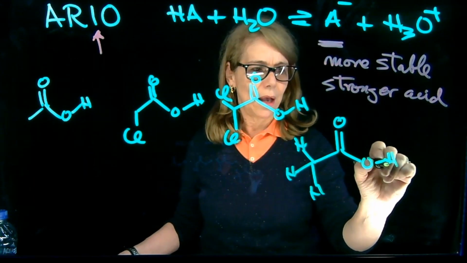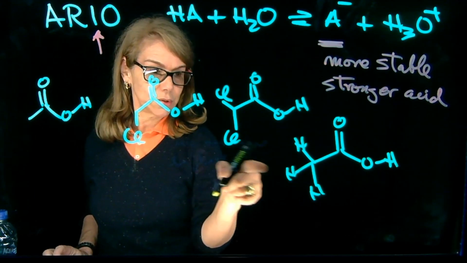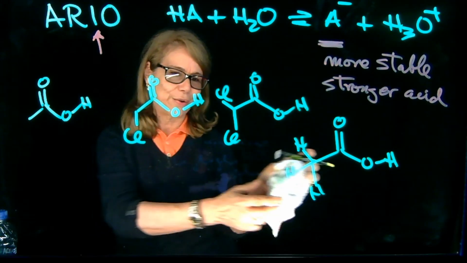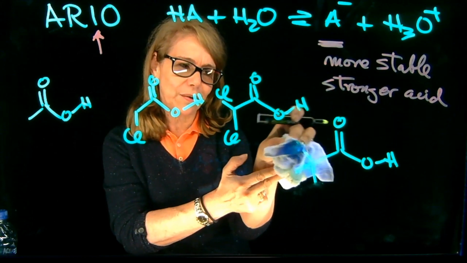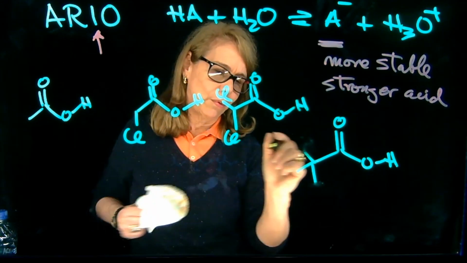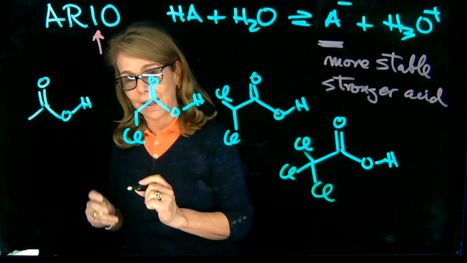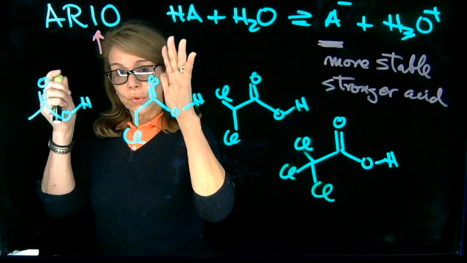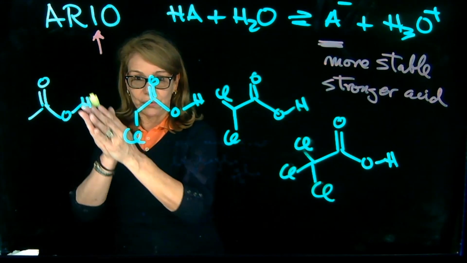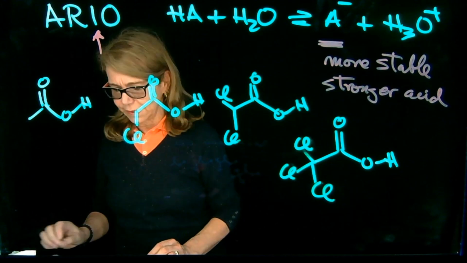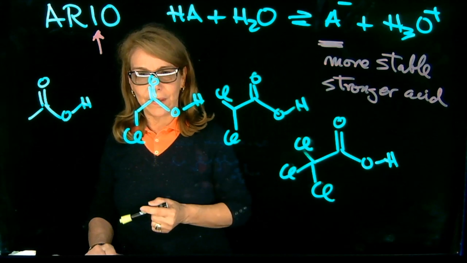Every time I am replacing a hydrogen: here I replace one hydrogen by chlorine, here two, here three. So here we go. This is trichloroacetic acid. To predict which of these acids will be stronger, we're using the ARIO tool. So the first thing we're going to look at is the structure of the conjugate bases.